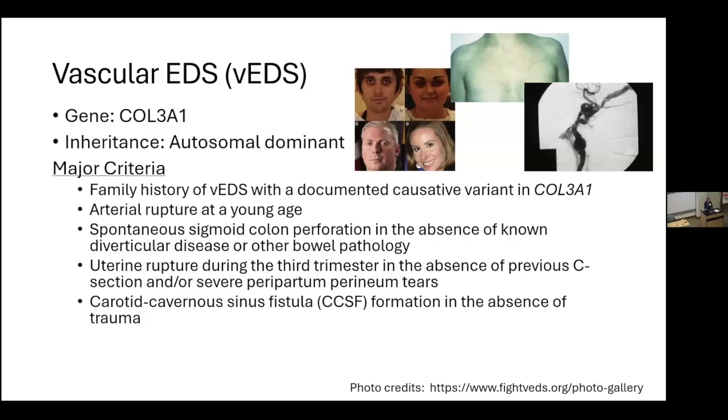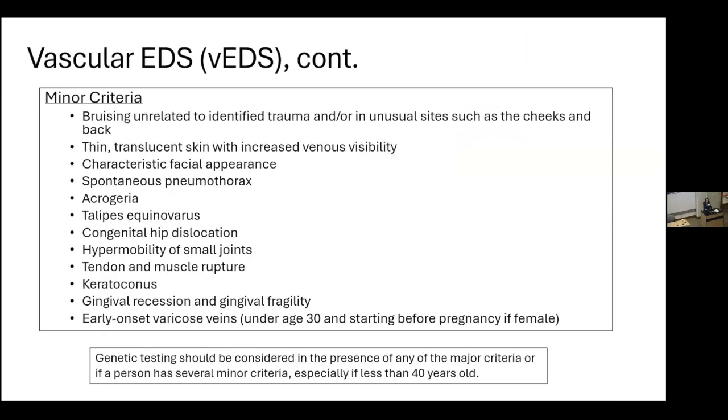The major criteria are a family history of vascular EDS with a documented causative variant in COL3A1, arterial rupture at a young age, spontaneous rupture of the sigmoid colon in the absence of known diverticular disease or other bowel pathology, uterine rupture, and carotid cavernous sinus fistulas. These are the minor criteria.